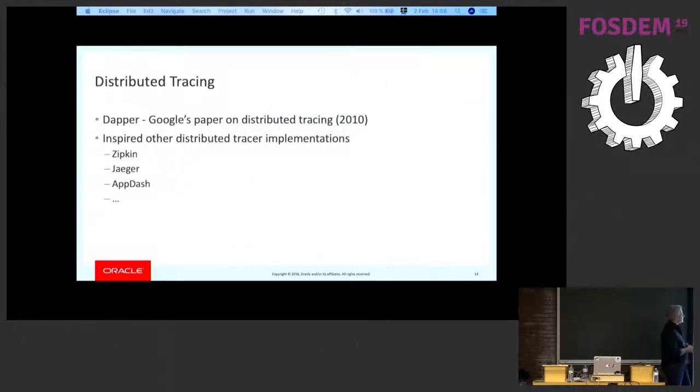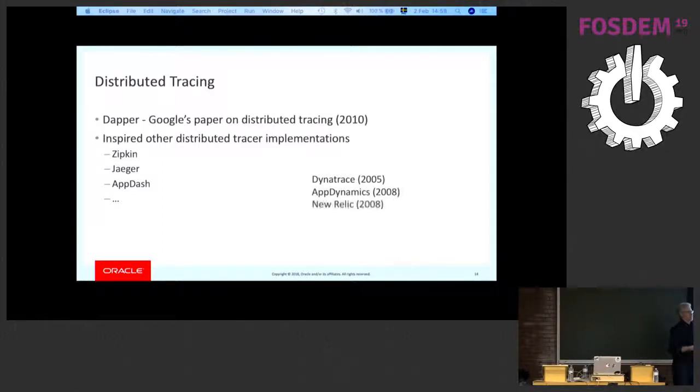Google released a paper called Dapper, which many of you probably already know about, describing their distributed tracing infrastructure in 2010. And that has inspired a host of other systems like Zipkin and Jaeger. How many here know about Zipkin? It's almost everybody. So it's a very commonly used tool.